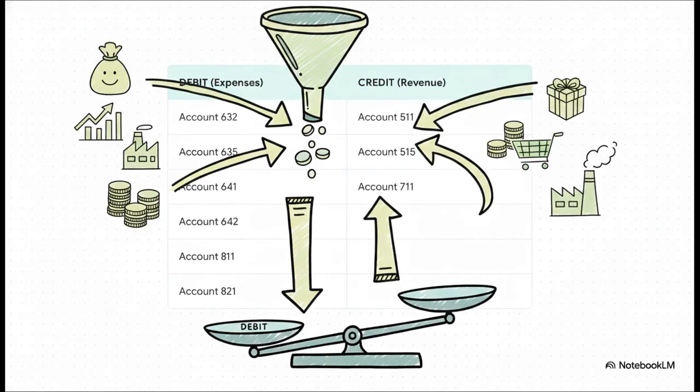I want you to visualize account 911 as this massive funnel at the end of the month or year. All our expenses, cost of goods sold, selling expenses, and those other expenses from 811 just get dumped right into the debit side. At the same time, all our revenues, net sales in 511, financial income in 515, and other income in 711 flow directly into the credit side. It's basically a showdown between the debits and credits to see if we survived the period.